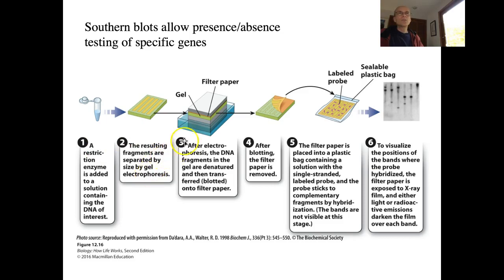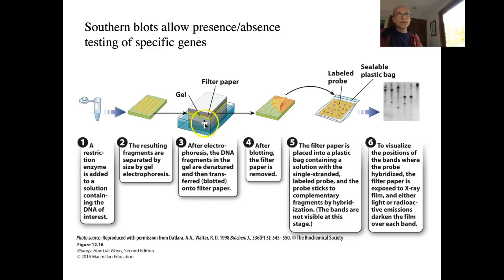You take that gel and you make this Southern stack. There's a tray on the bottom, there's some buffer in there. And then you put your gel in there, you put some filter paper in there, and you put a membrane on top. So after electrophoresis, the DNA fragments in the gel are denatured and then transferred, that's where the blotting name comes from, onto a filter paper and a membrane. The membrane, so they call the membrane the filter paper.